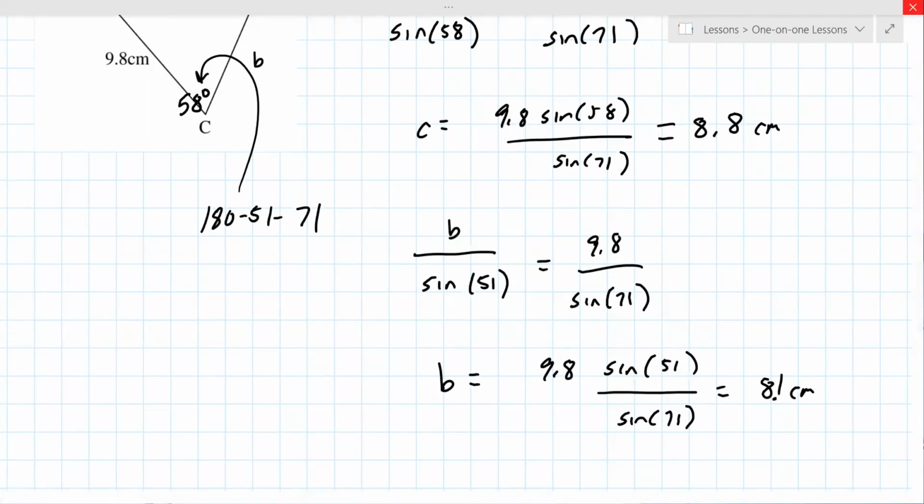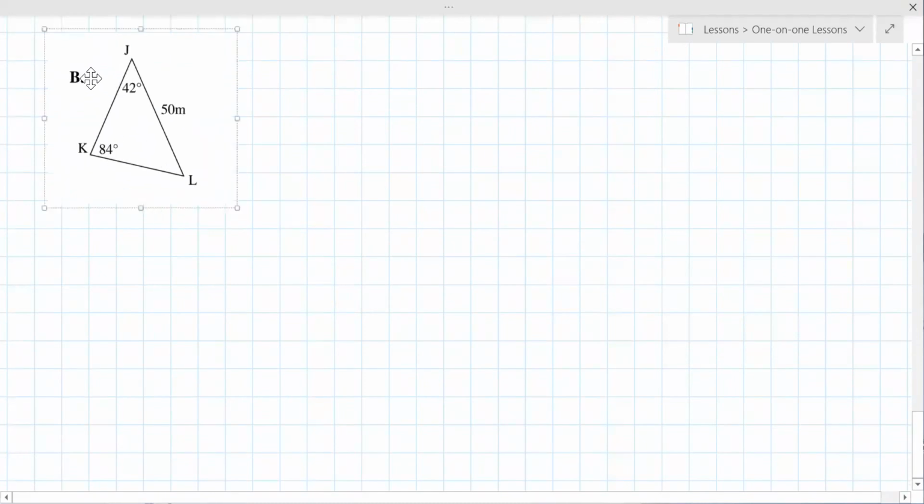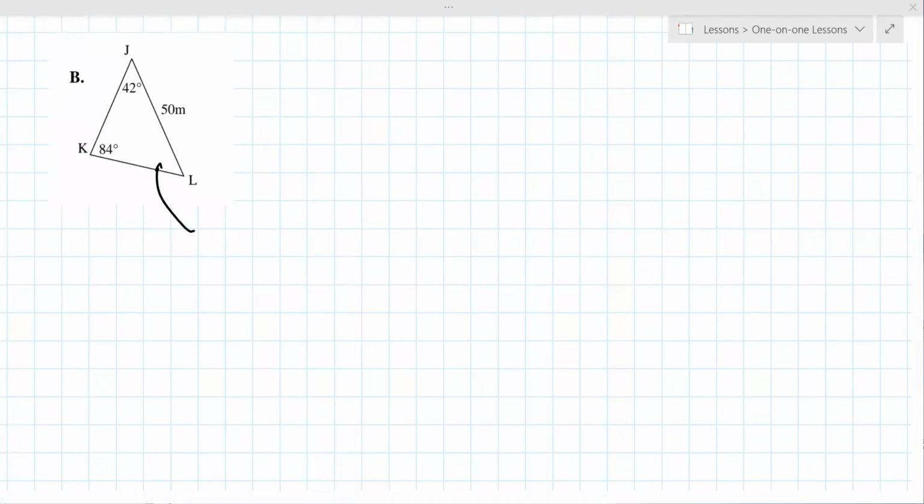So, all right, on to B. Again here, what's the missing angle? Right, so 84 plus 42, 126. So that's 54. Checking the solution, it is 54. Yep, 54 degrees.